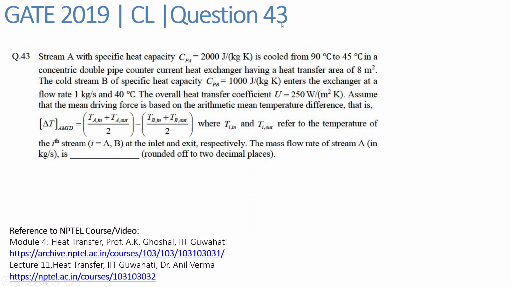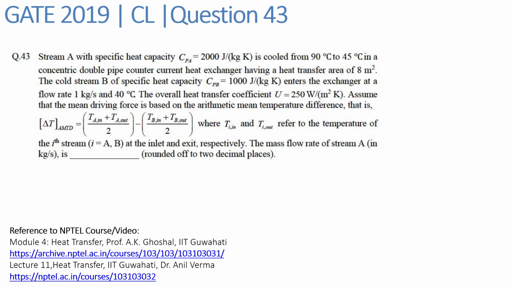We will be solving question 43 of GATE Chemical Engineering paper from 2019, and the question is: stream A with specific heat capacity CPA of 2000 joule per kg Kelvin is cooled from 90 to 45 degrees Celsius in a concentric double pipe countercurrent heat exchanger having a heat transfer area of 8 meters square. The cold stream B of specific heat capacity CPB is given as 1000 joule per kg Kelvin. It enters the heat exchanger at a flow rate of 1 kg per second and 40 degrees Celsius.